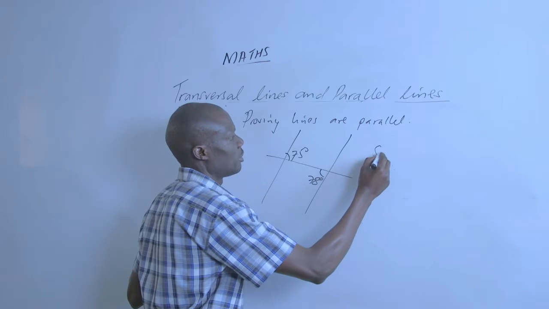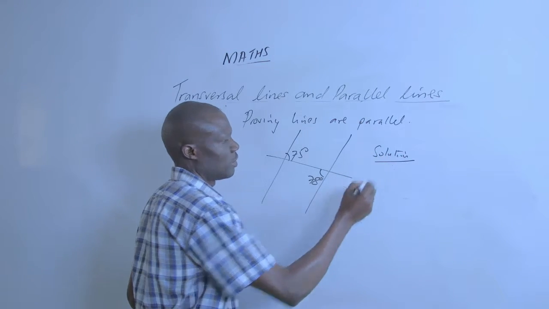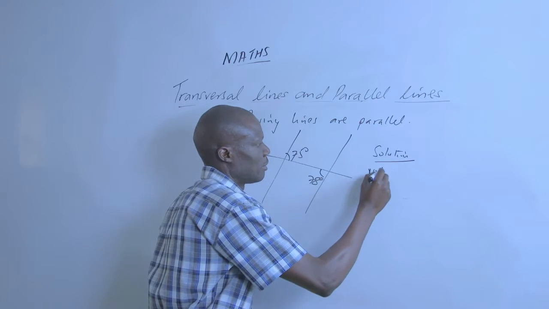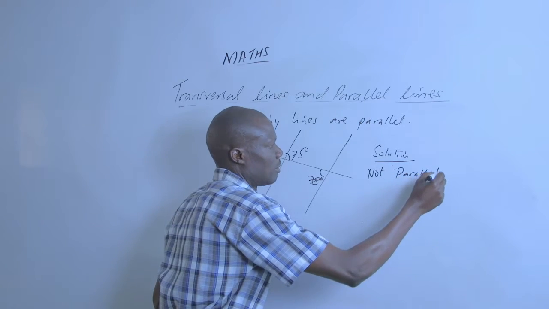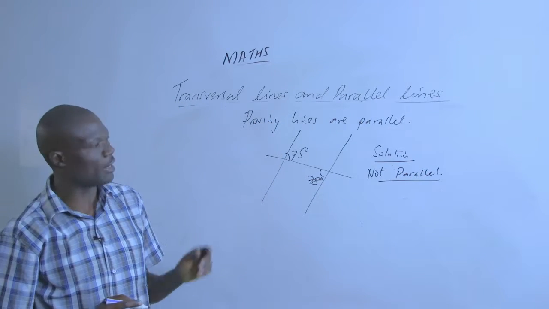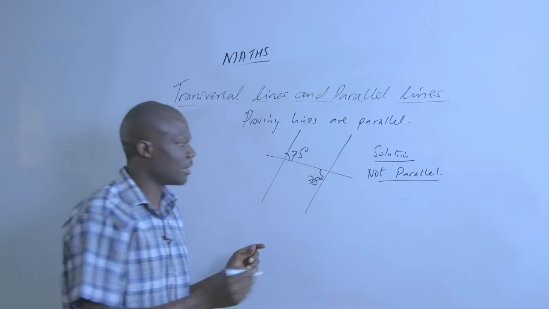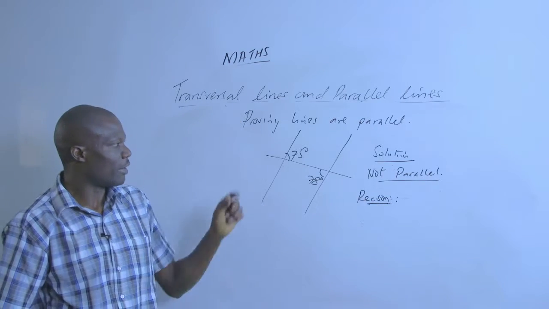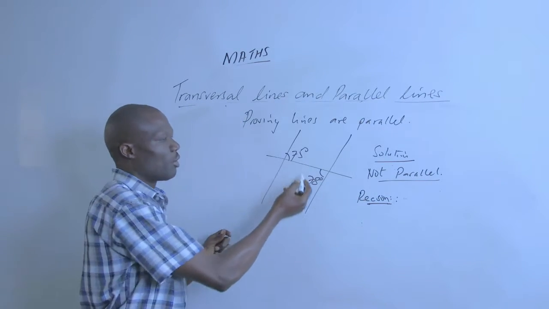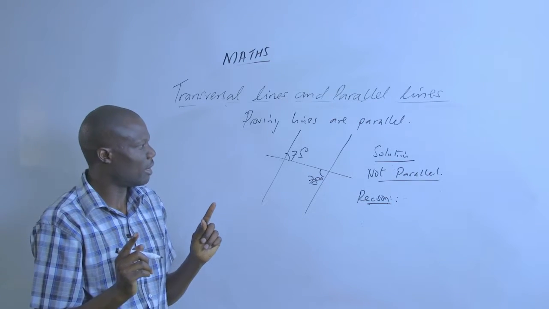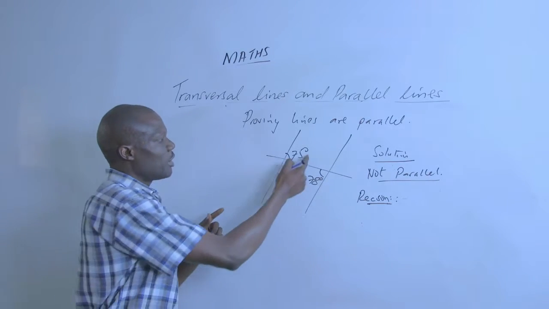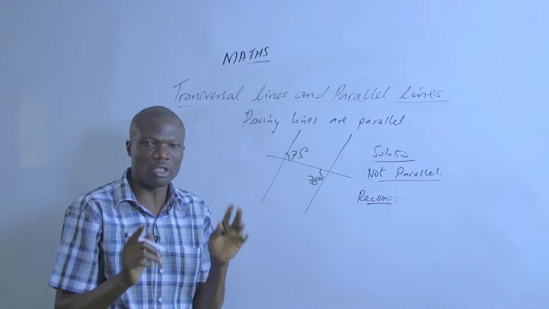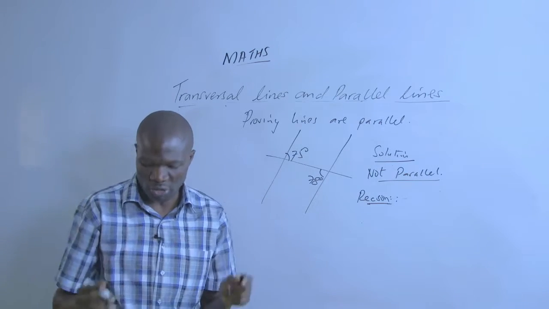So our solution, we shall say that these two lines are not parallel. They are not parallel. Then the question comes, why? We must explain the reason for our answer. Reason being that the two angles are alternate, but they are not equal. If alternate angles are not equal, then it implies that the lines are not parallel. Because for parallel lines, alternate angles must always be equal.